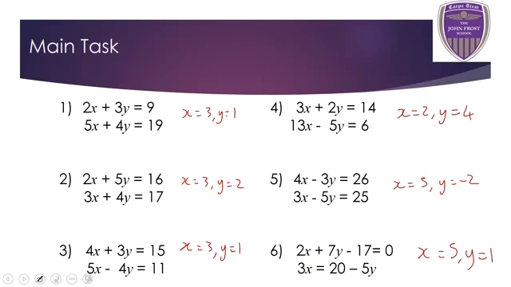Welcome back. You can see here now the solutions to each of the questions. So number 1, x equals 3, y equals 1. Number 2, x equals 3, y equals 2. Number 3, x equals 3 and y equals 1. Number 4, x equals 2, y equals 4. The reason number 5 was a little bit more extended is because if you look carefully, x equals 5, but y is equal to negative 2.